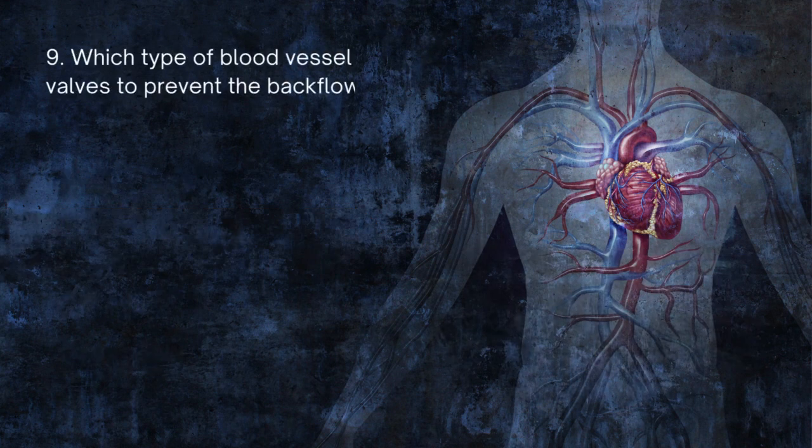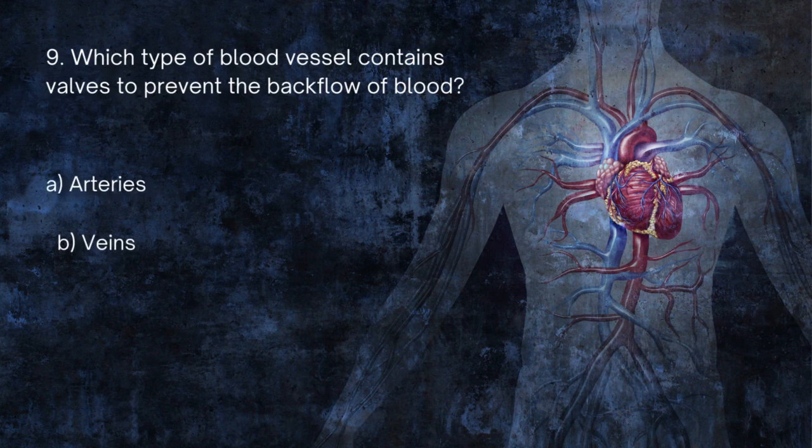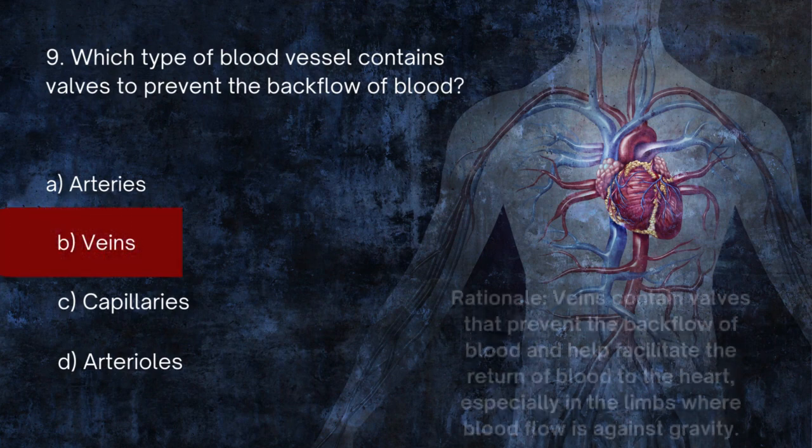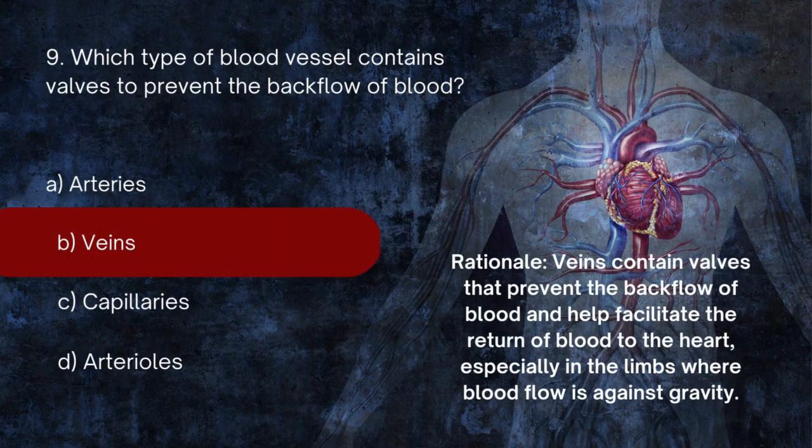9. Which type of blood vessel contains valves to prevent the backflow of blood? A. Arteries. B. Veins. C. Capillaries. D. Arterioles. Rationale: veins contain valves that prevent the backflow of blood and help facilitate the return of blood to the heart, especially in the limbs where blood flow is against gravity.